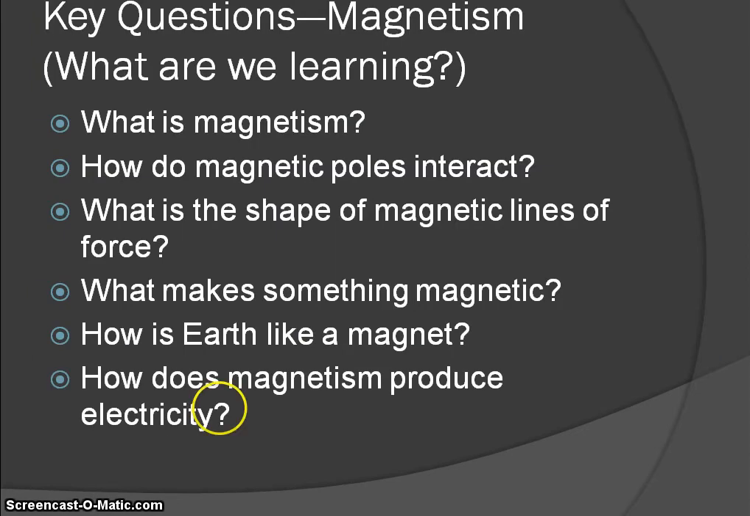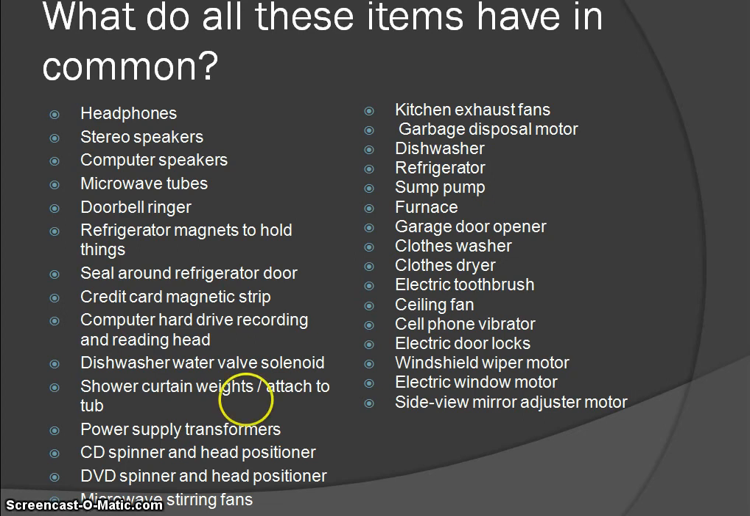Here are the key questions. What is magnetism? How do magnetic poles interact? What is the shape of magnetic lines of force? What makes something magnetic? How is Earth like a magnet? How does magnetism produce electricity? What do you think all of these have in common?